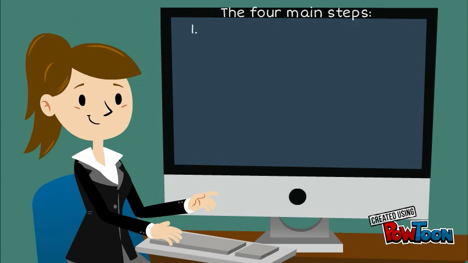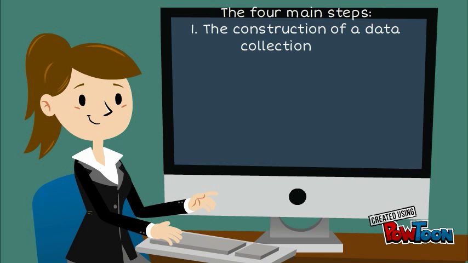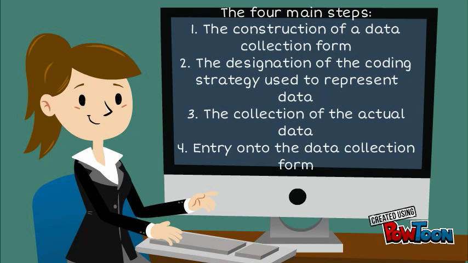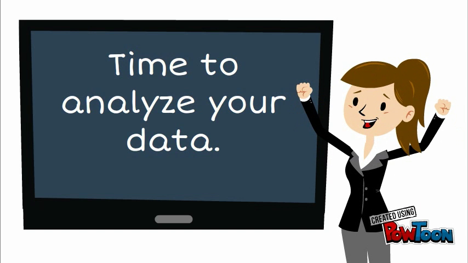Number 1. The construction of a data collection form used to organize the data you collect. Number 2. The designation of the coding strategy used to represent data on a data collection form. Number 3. The collection of the actual data. Number 4. Entry onto the data collection form. After these steps, you are ready to analyze your data.